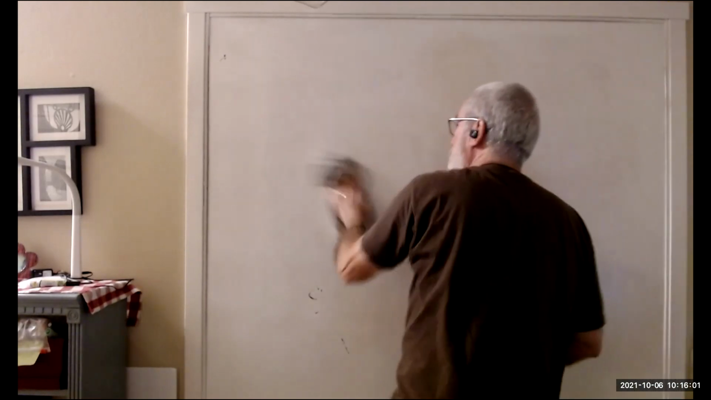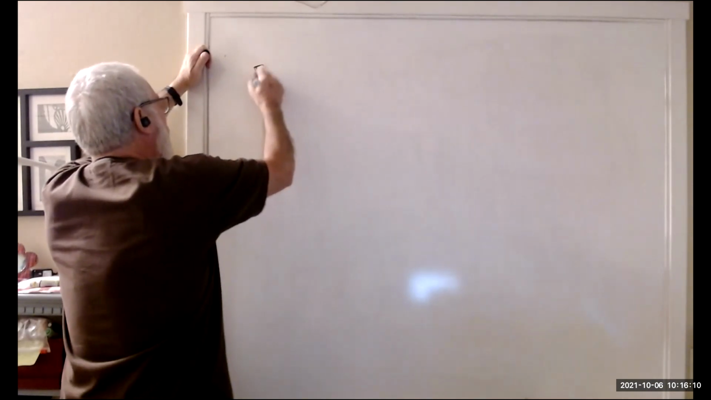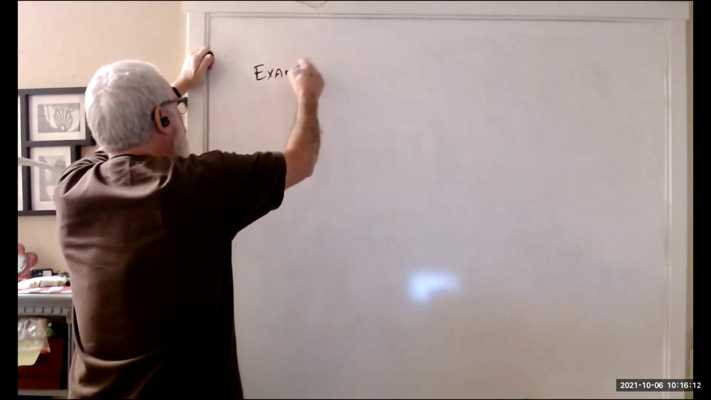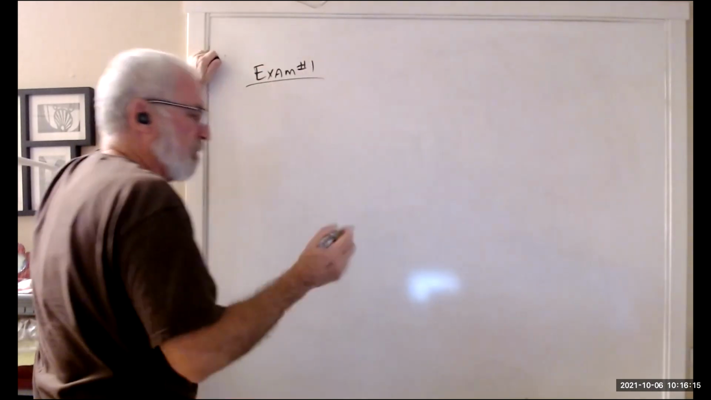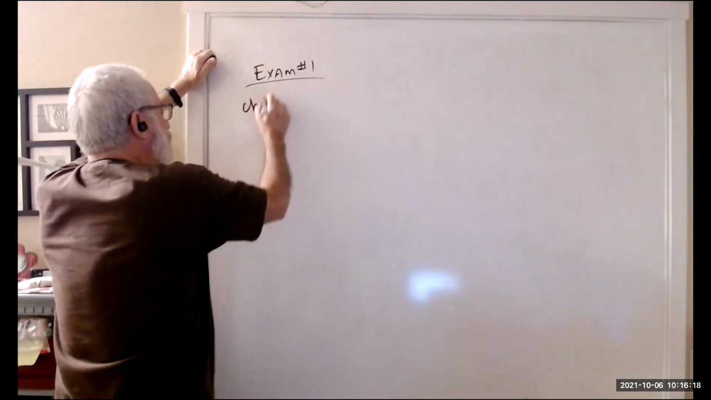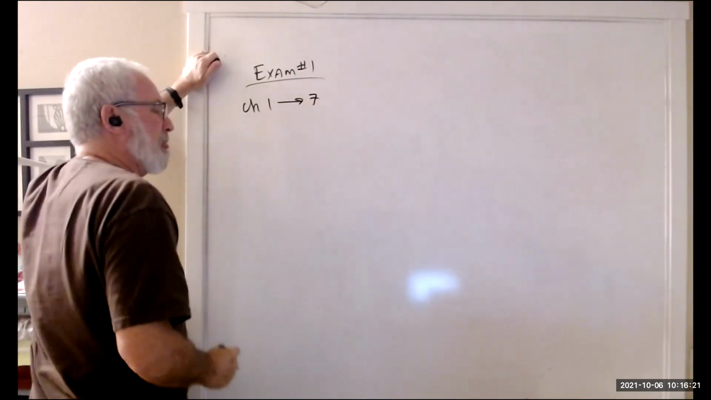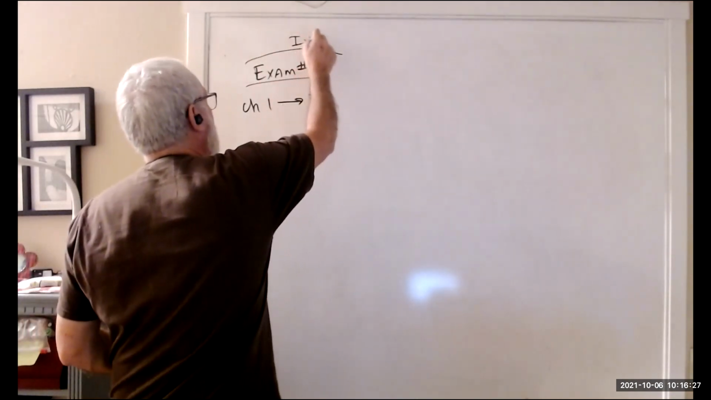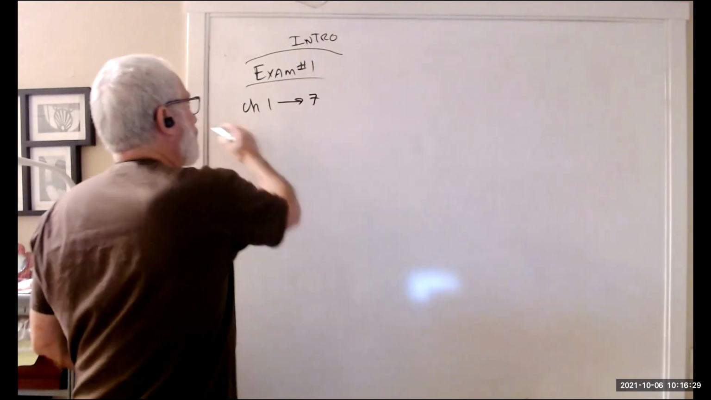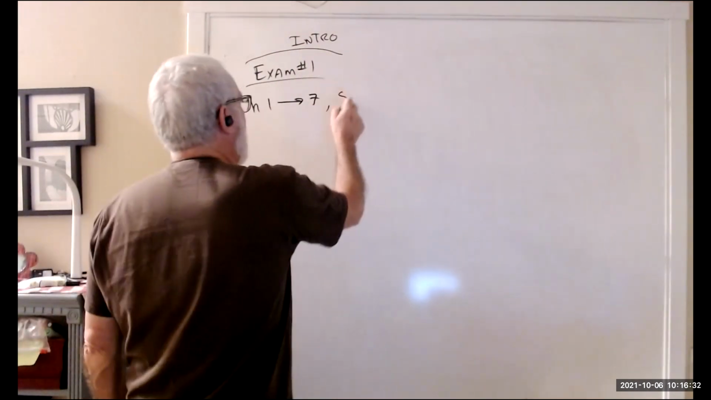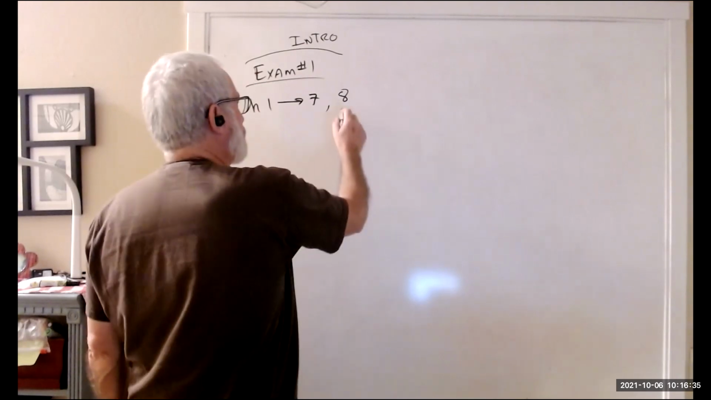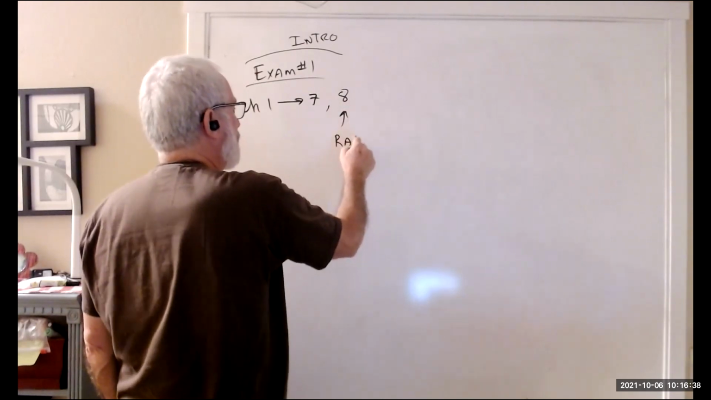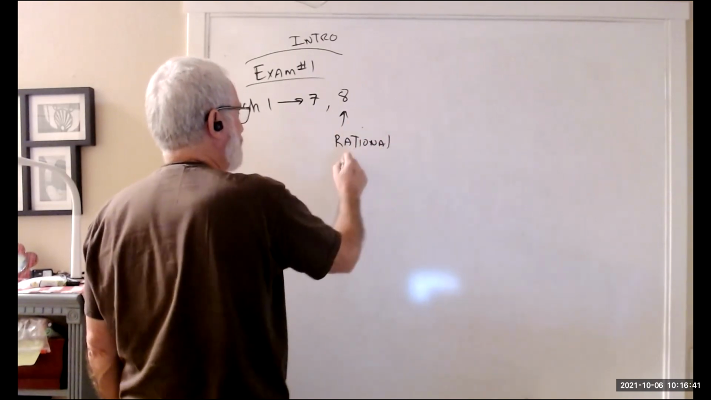I don't want to confuse you, but I'm going to. We covered exam number 1. You don't need to write this down. You just need to understand it. Exam number 1 covered chapters 1 through 7. In most introductory classes, intro to algebra, they all cover chapter 1 through 7. And then there's a chapter 8, which is called rational expressions.